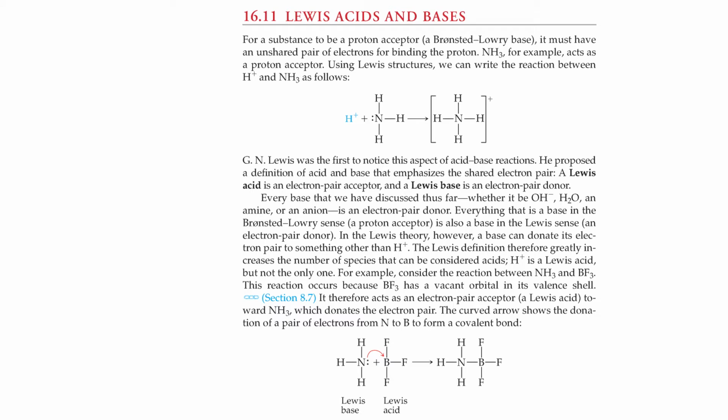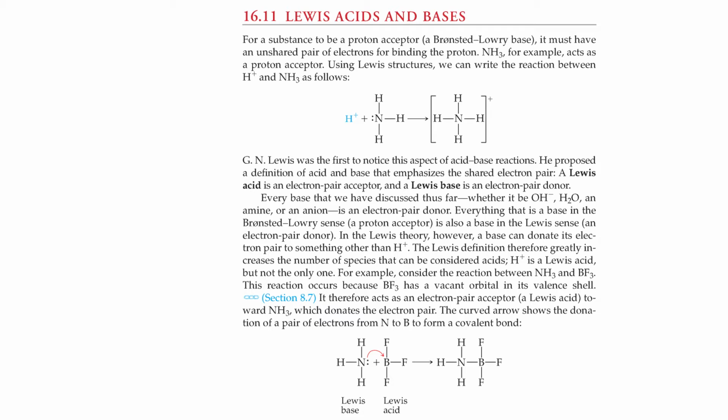G. N. Lewis was the first to notice this aspect of acid-base reactions. He proposed a definition of acid and base that emphasizes the shared electron pair. A Lewis acid is an electron pair acceptor, and a Lewis base is an electron pair donor. Every base that we've discussed so far, whether it be a hydroxide, water, an amine, or an anion, is an electron pair donor. Everything that is a base in the Bronsted-Lowry sense, which is a proton acceptor, is also a base in the Lewis sense, an electron pair donor.